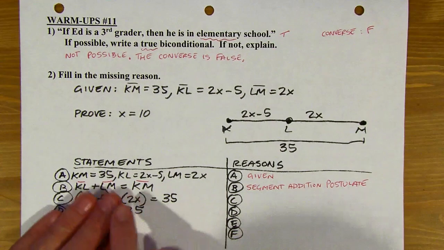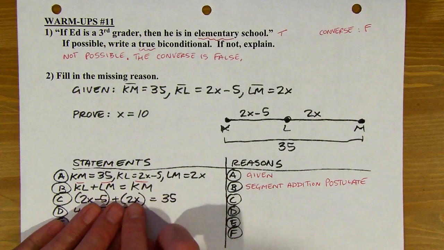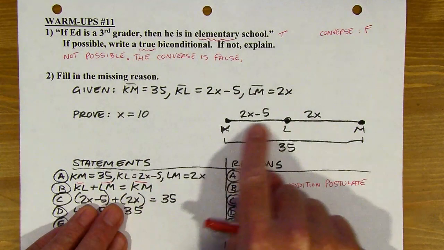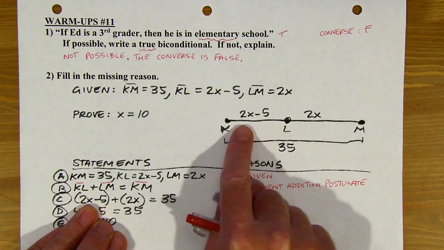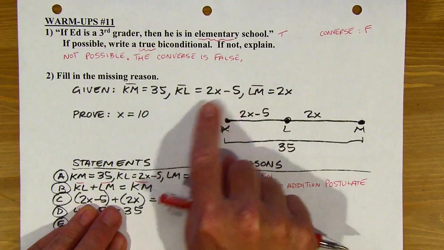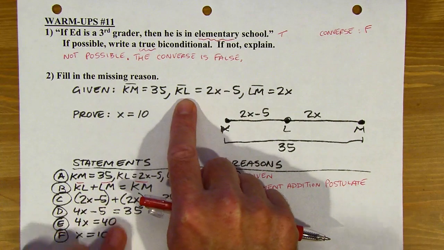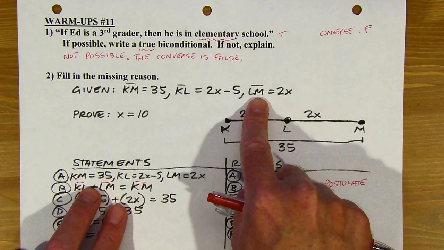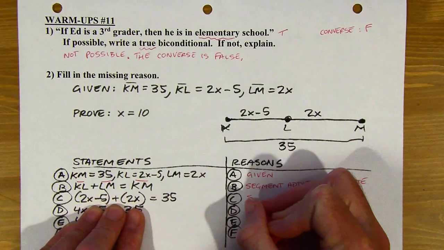Okay, so next, we have this equation. Now we've got a new equation, but now it's not the names of the segments anymore. So now instead of KL, I have 2x minus 5. Well, if we look in the diagram, 2x minus 5 is an expression that represents the length of KL, right? And up here they tell me KL equals 2x minus 5. So what I can do is substitute in 2x minus 5 for KL. And likewise, I can substitute in 2x for the length of segment LM, and same thing with KM and 35. So I've substituted. This is the substitution property.